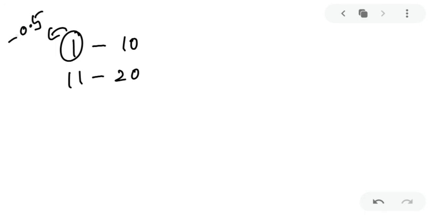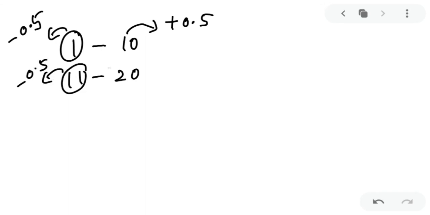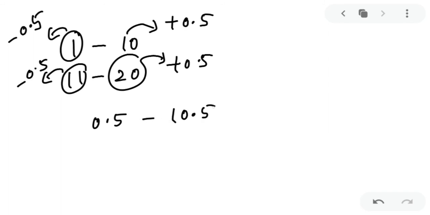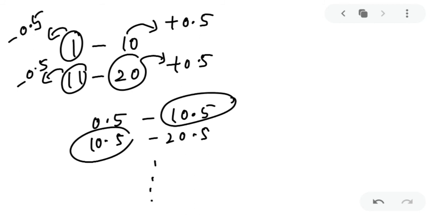As I gave you 1 to 10, 11 to 20, from 1 the adjustment factor 0.5 is subtracted, and to 10, 0.5 is added. In the same way, from every lower limit 0.5 will be subtracted, and to every upper limit 0.5 will be added. Got my point? Now your new class intervals will be 0.5 to 10.5, 10.5 to 20.5 and so on. So you can see that we have made the class intervals continuous.